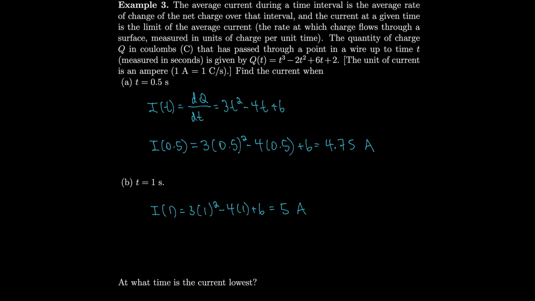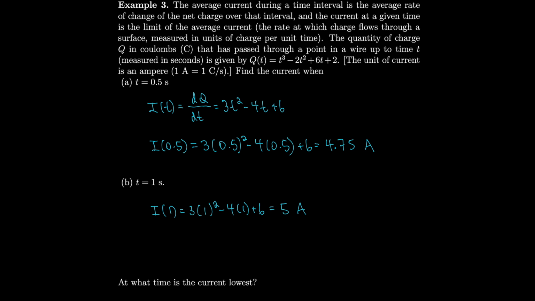Okay, at what point is the current the lowest? Well, notice that the velocity is this guy right over here. If we were to graph that, it looks like a parabola. So we want to know when the velocity will be at its lowest. That's over here. So the velocity is at its lowest over here when the tangent has a slope of 0. So we want to know when the derivative of velocity is 0.